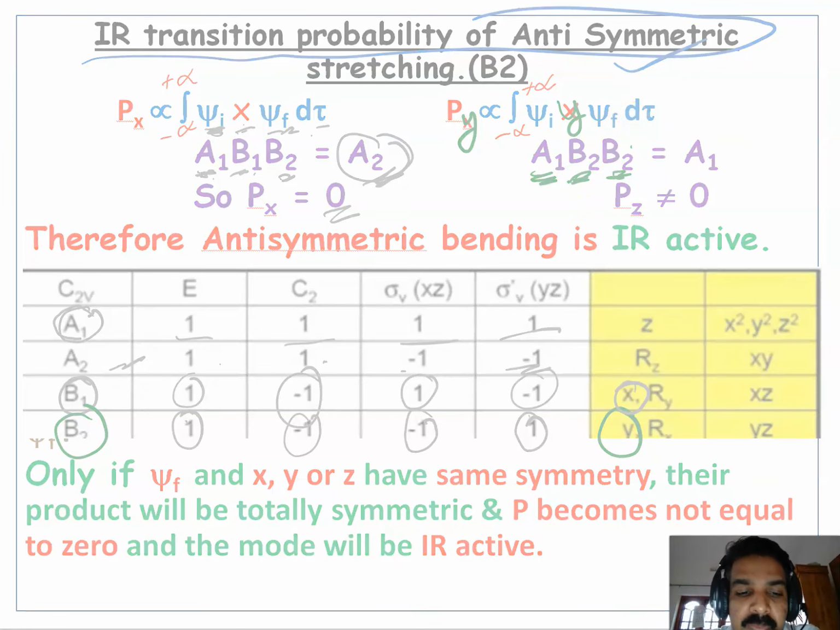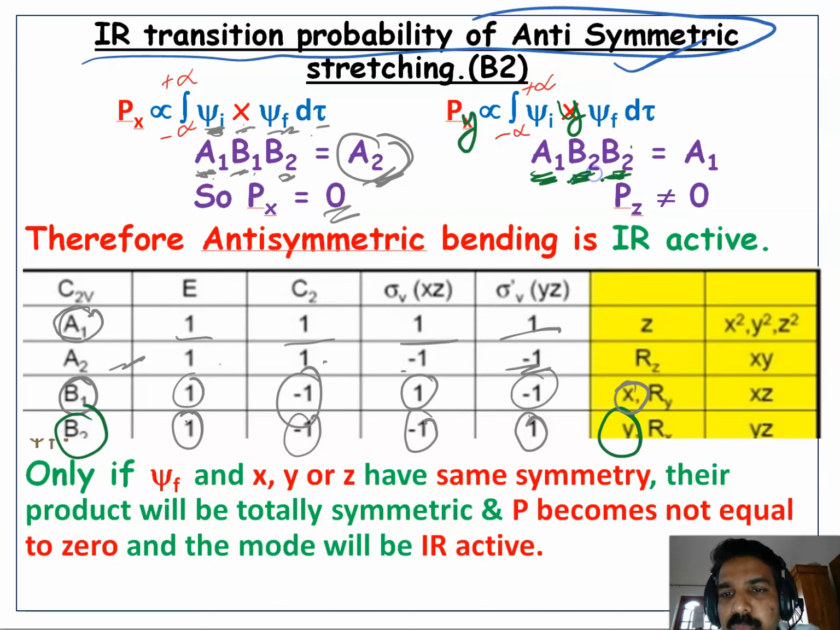B2 into B2 is always equal to A1. And B1 into B1 is equal to A1. A2 into A2 is equal to A1. The direct product of two same symmetries is always totally symmetric, A1. So B2 into B2 is equal to A1, A1 into A1 is equal to A1. Therefore Py is not equal to 0. Therefore, this band is IR active, because if any one of Px, Py, Pz is not equal to 0, then that mode will be IR active.